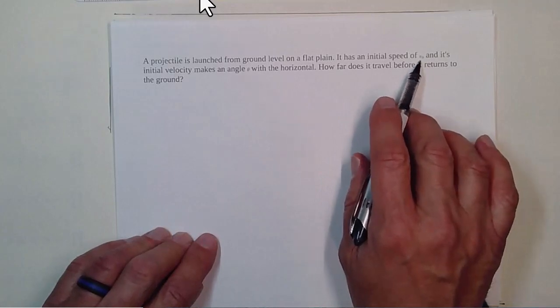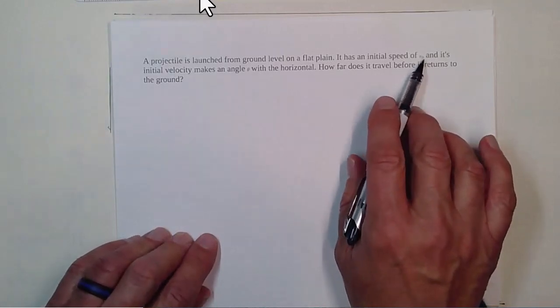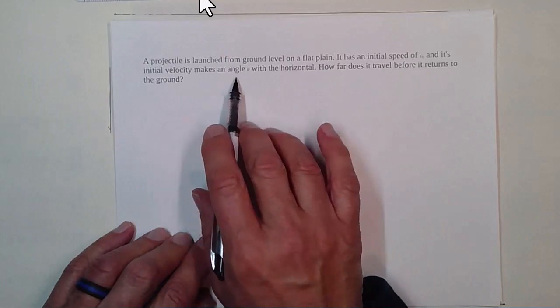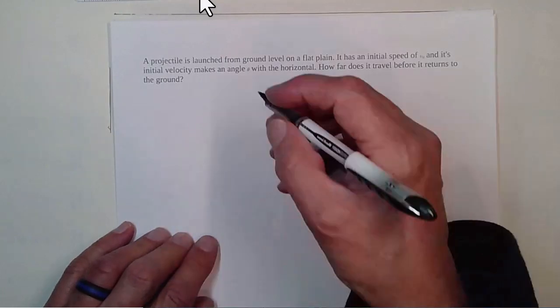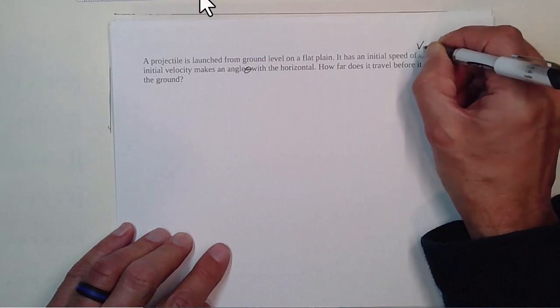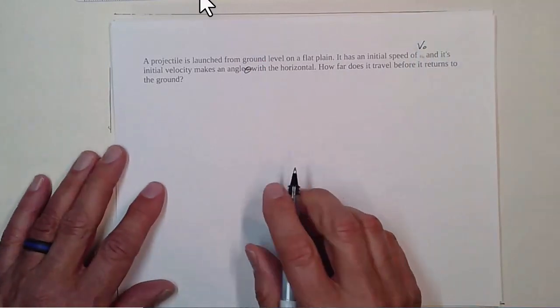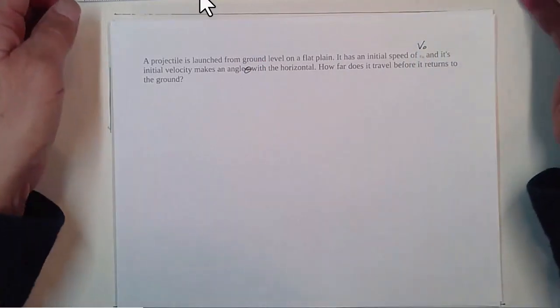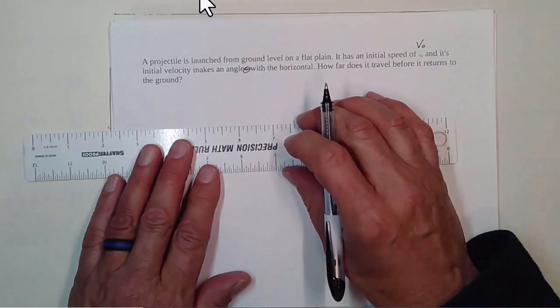That didn't grow when I increased the font size. Oh well. And its initial velocity makes an angle theta with the horizontal. So this is supposed to be theta and this is supposed to be v0. How far does it travel before it returns to the ground? So here's the situation.